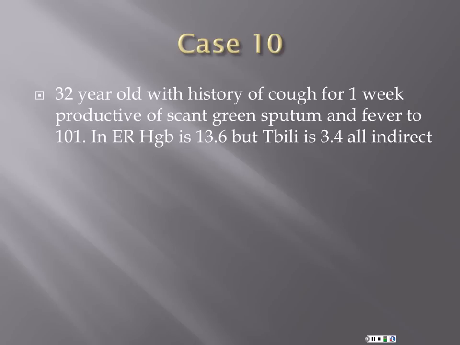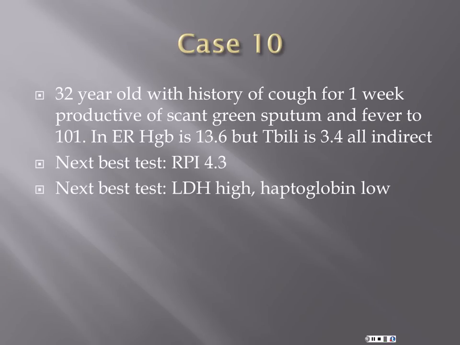Next case is a 32-year-old with a history of cough for 1 week, productive of scant green sputum, and fever to 101. In the ER, his hemoglobin is 13.6, and his bilirubin is 3.4, all of it indirect. You have a big clue what's going on, right? So what's the next best test? RPI. Still stick with it. RPI is high. What's the next best test? LDH is high, haptoglobin is low. What's the next best test?